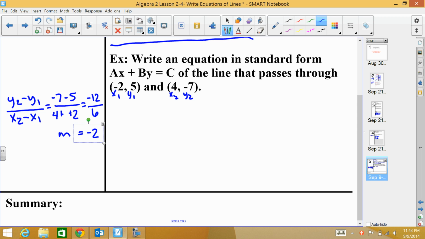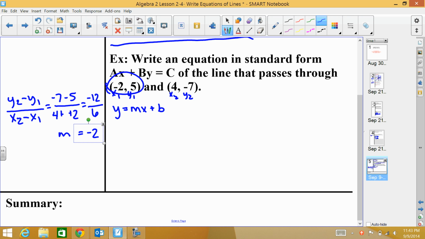So from here, I can do the same method as I did before. I can do either point-slope form or I can do slope-intercept form. I'm choosing to do slope-intercept form. So I'm going to do y equals mx plus b. So now I need to choose a point. I'm going to choose (-2, 5). Doesn't matter which one you choose, you'll end up with the same answer.